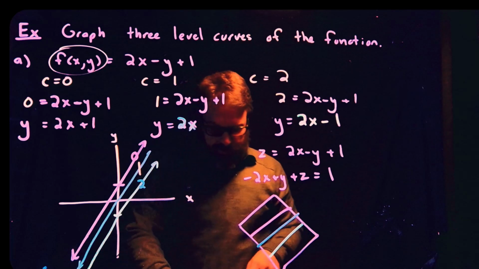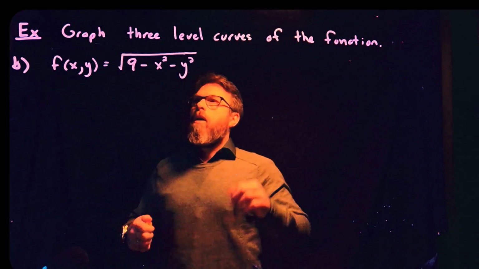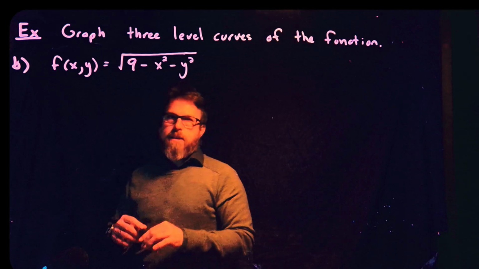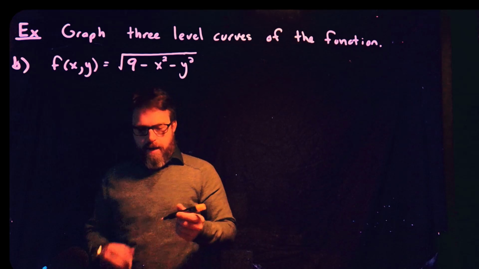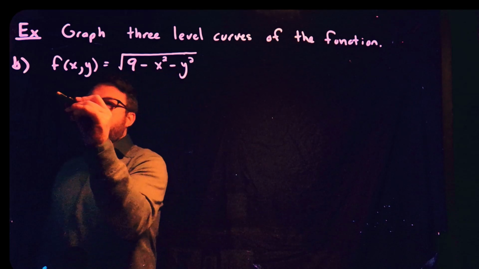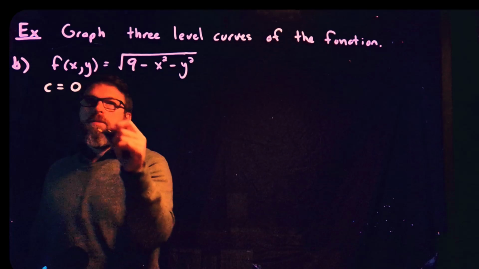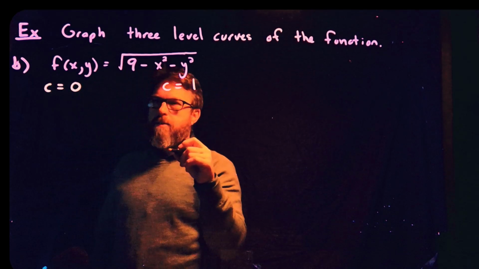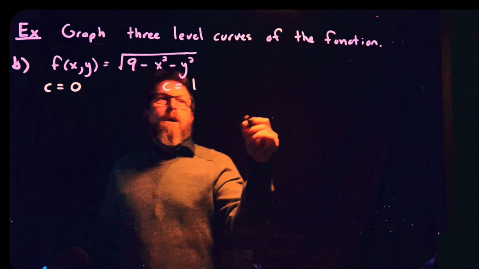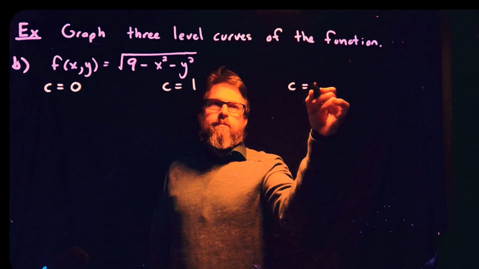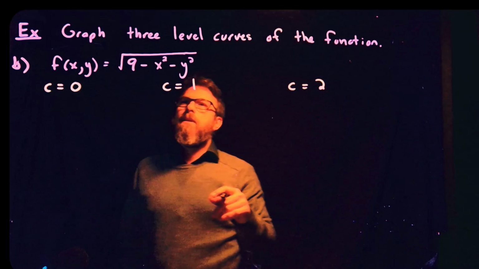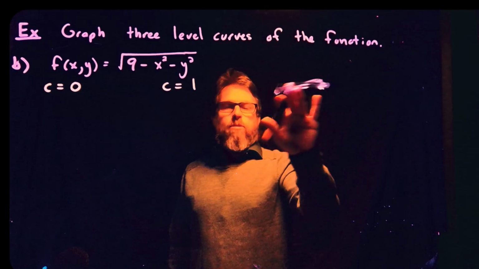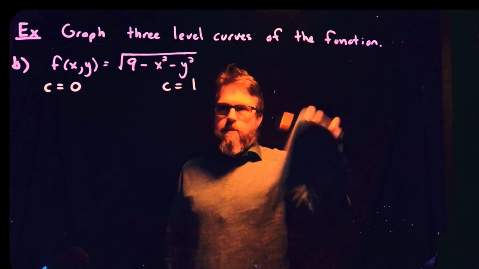All right, so the next example I want to do is f of x comma y is going to be equal to the square root of 9 minus x squared minus y squared. And I'm going to pick some c values that are maybe not obvious at first, but we'll see. Now, when I look at the level curves, I don't want to give it away. We'll see in a second here. Actually, let's do c is equal to 3. Let's do an extra one just to see what happens here.